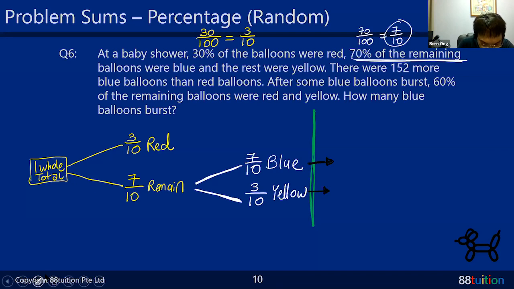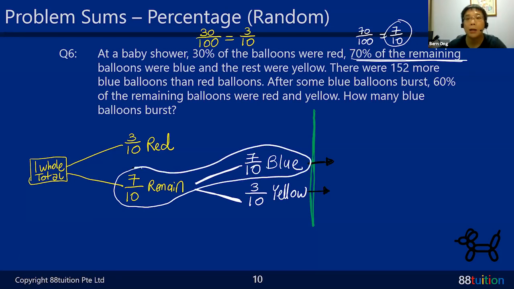So if there's a branch down here, can you see this white color portion? 7 over 10 remaining, 7 over 10 blue. The blue comes from the remaining. So you do this step. You take 7 over 10 times 7 over 10, to give you what? 7 times 7, 49. Top times top is 49. Bottom times bottom is 100.